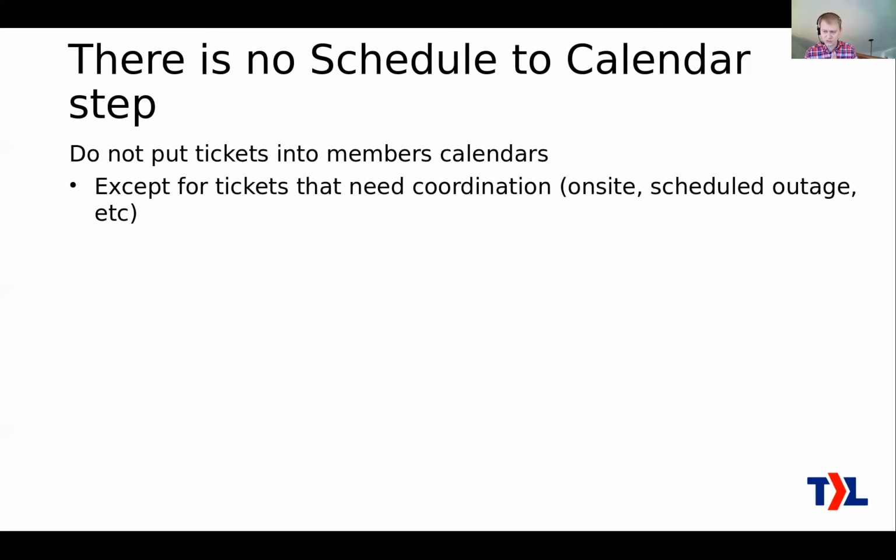For that sort of work, examples are you're going on site, or there's a scheduled outage. You told the customer, hey, we're going to do this outage at 9 o'clock at night, something like that. That's fine. That's coordination. Calendar is the right place to keep that work. If it doesn't need coordination, which is pretty common for project work, after all, you're the one managing it. The customer doesn't need to care when you do it.